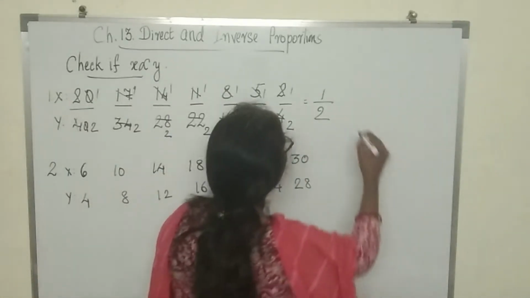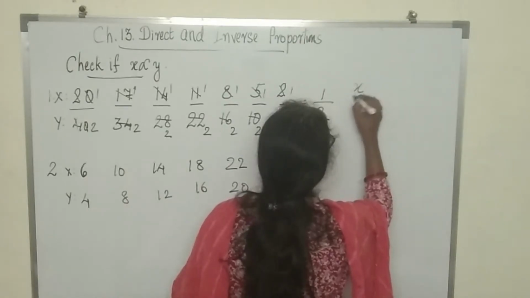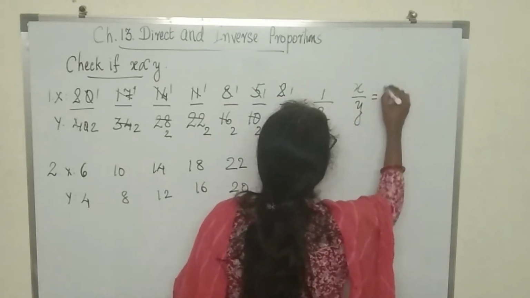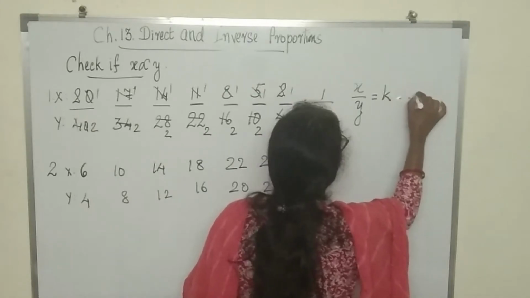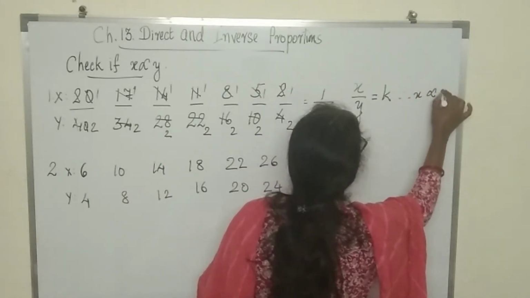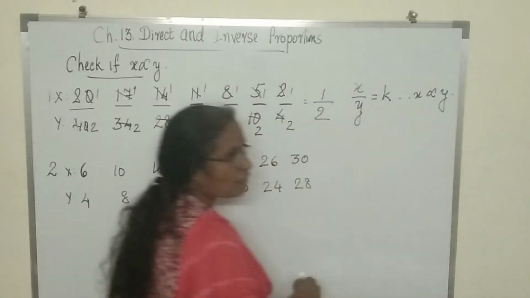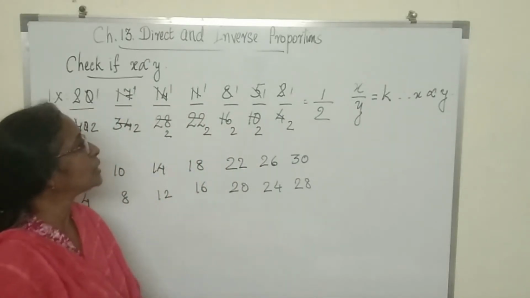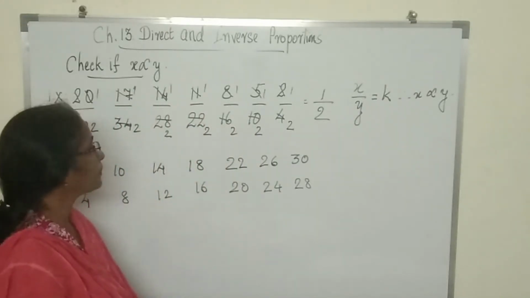So we can write x upon y is equal to k. Therefore x varies directly with y, or x is proportionate to y.